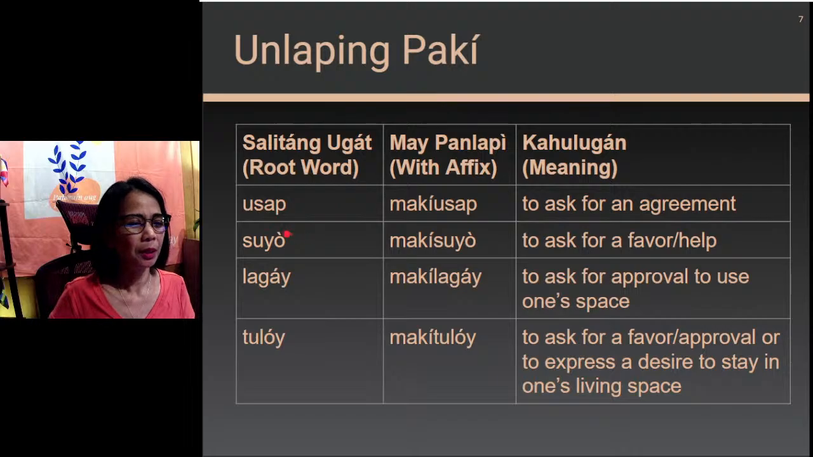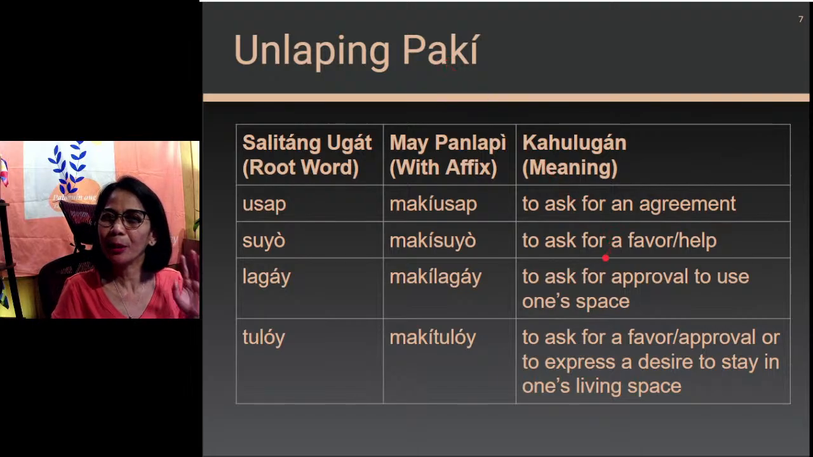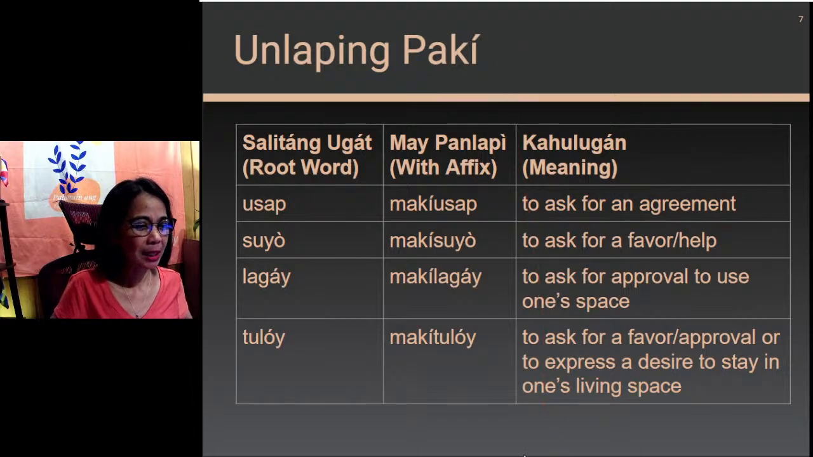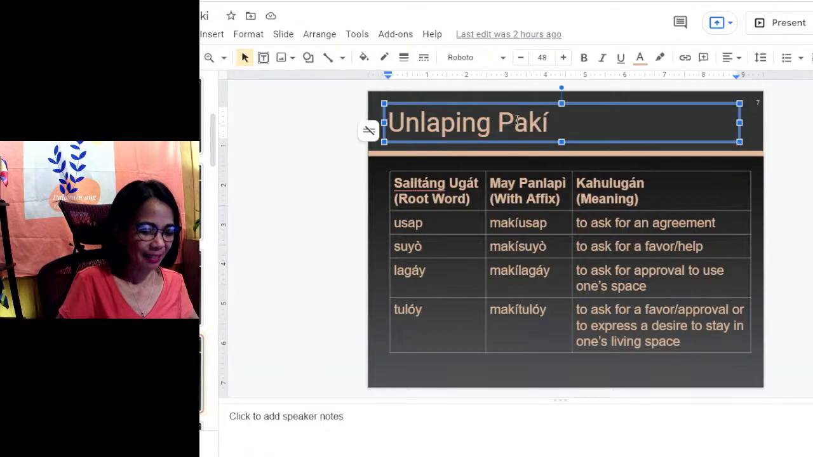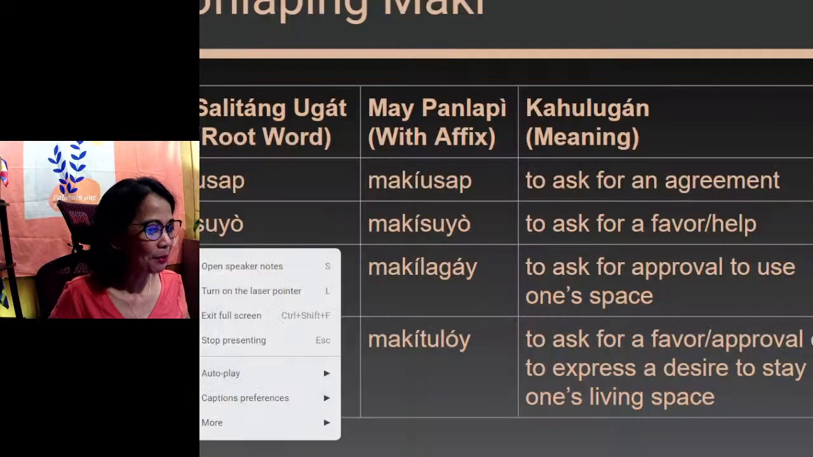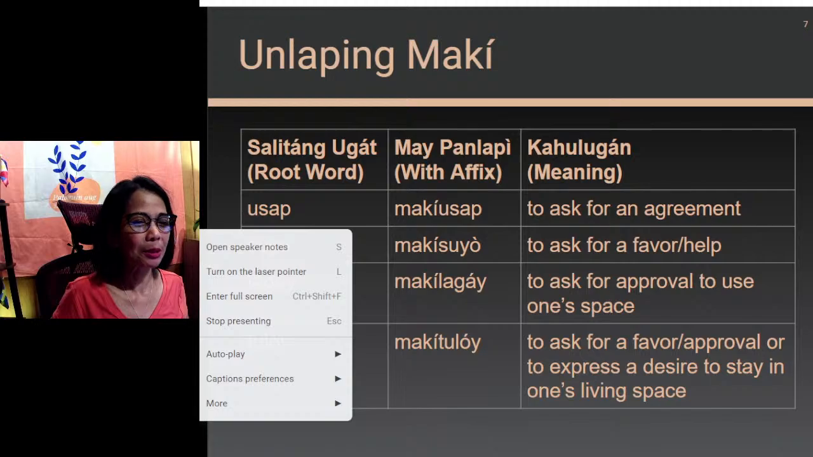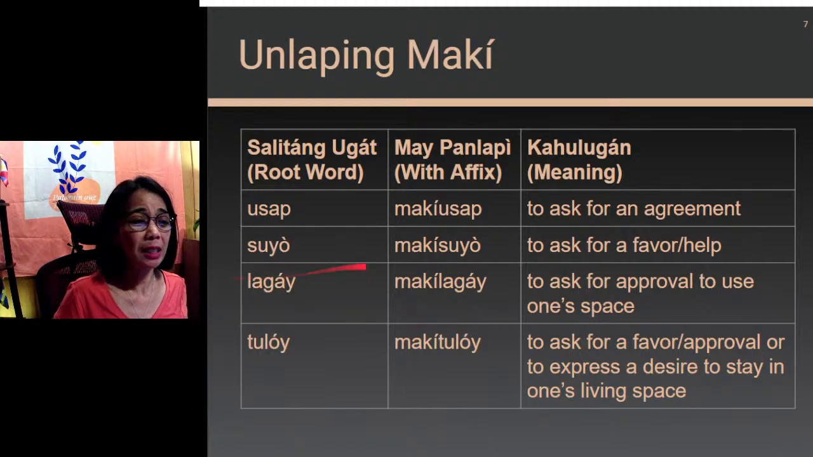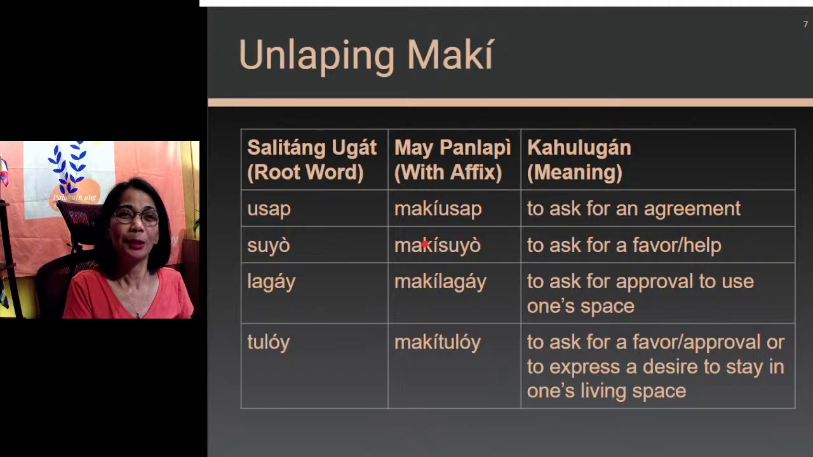Suyo is another root word. Suyo is the same as asking for a favor also. If you were here with me when we were talking about paki last week, pakisuyo also means please do me a favor. But this time I need to edit this one. It should be maki. We are focused on the maki prefix this time. So makisuyo is also asking for a favor. The difference is how you use it in a sentence. This is not necessarily please, but if possible, please do me a favor. It's a combination of if possible, please do me a favor, whereas paki is just please do me a favor.